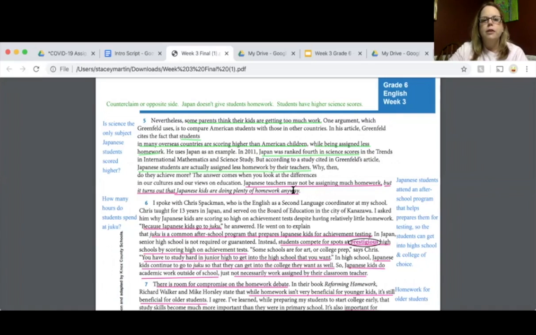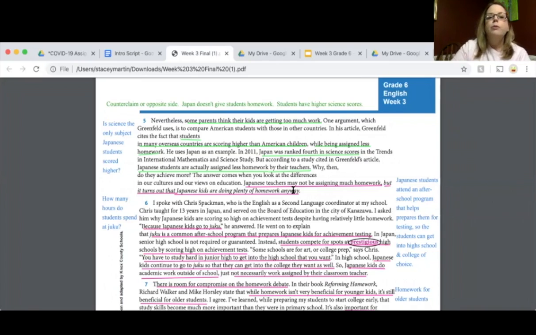In 2011, Japan was ranked 4th in science scores in the Trends of International Mathematics and Science study. But according to a study cited in Greenfield's article, Japanese students are actually assigned less homework by their teachers. Why then do they achieve more? The answer comes when you look at the differences in our cultures and our views on education. Japanese teachers may not be assigning much homework, but it turns out that Japanese kids are doing plenty of homework anyway.